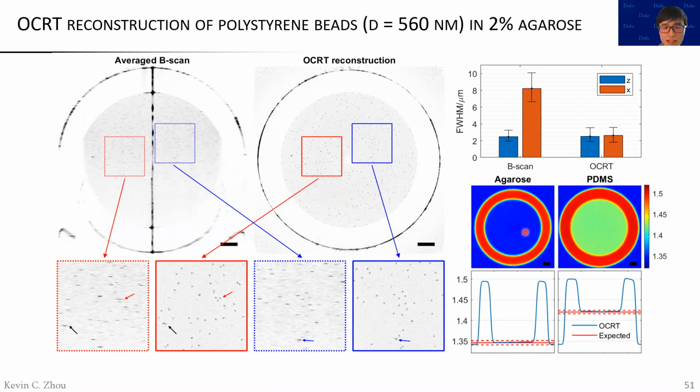The refractive index maps also match the expected value. For this agarose sample, we get a refractive index close to water. We also repeated the same experiment in PDMS, and we get a refractive index map close to what we'd expect for PDMS.